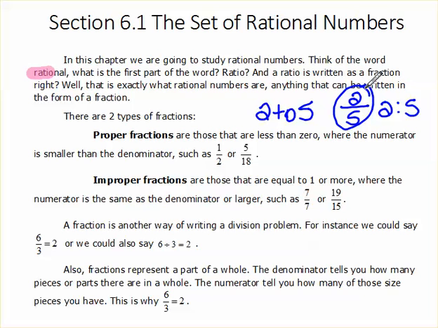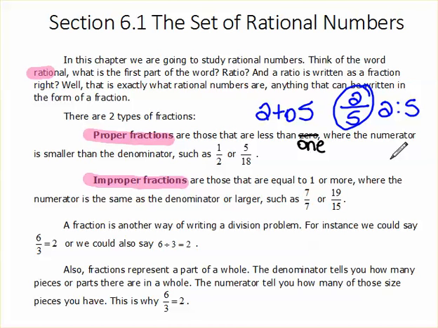Now, there are two basic types of fractions. We have our proper fractions, and then we have our improper fractions. Now, proper fractions are always less than 1. Oh, and I put 0 there, I shouldn't have. Sorry about that. We want to make that adjustment. Those are where the numerator is smaller than the denominator. So for instance, something like 1/2 or 5/18.